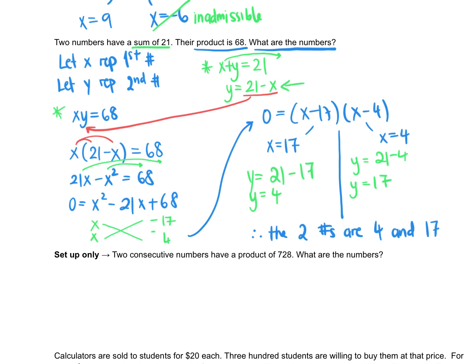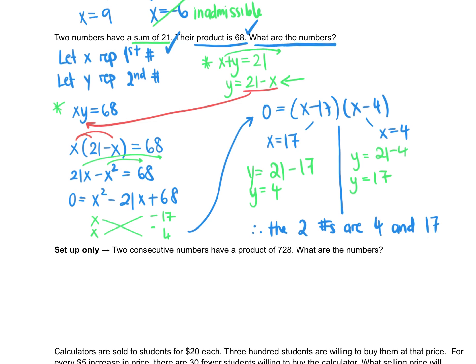And we can always check our work. 4 plus 17 is 21. Okay, that satisfies the first part. 17 times 4 is 68. Great, I know this is correct, and I've done it algebraically with our knowledge of quadratic equations.